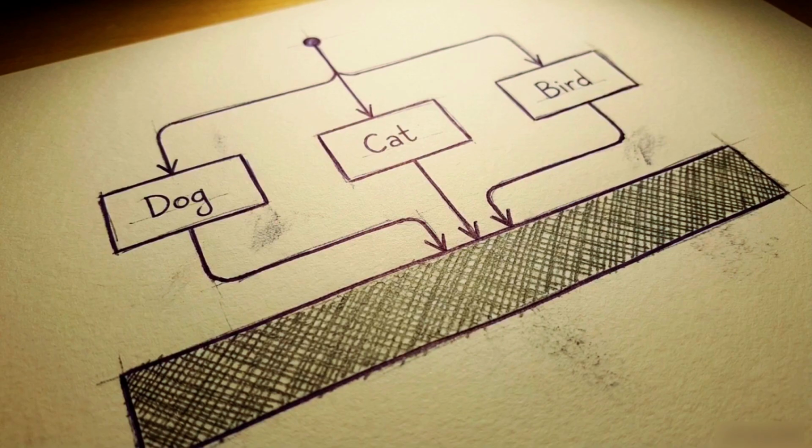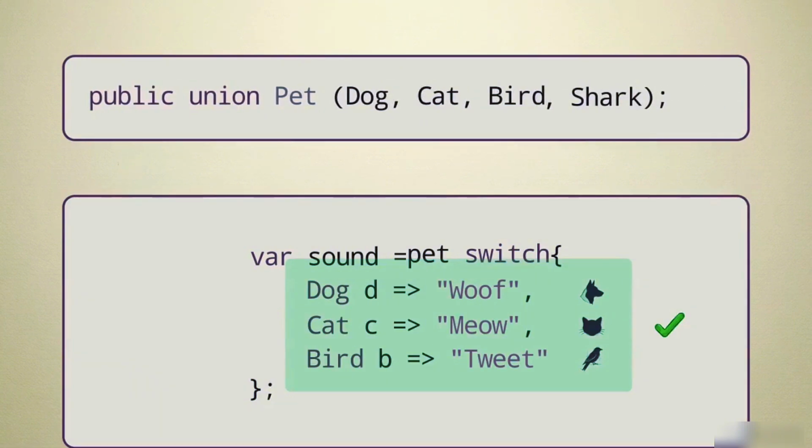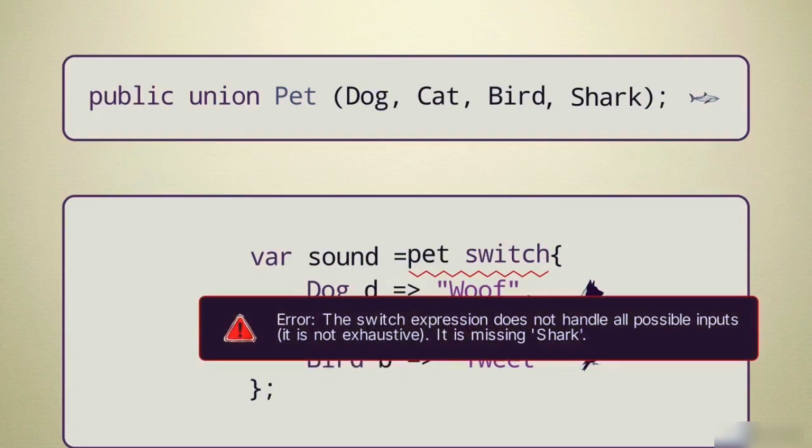Once the domain is closed, the compiler can enforce exact state evaluation through pattern matching. In this switch expression, the compiler proves that every possibility is covered. Since pet can only ever be a dog, cat, or bird, the code is exhaustive without needing a default case. If you update the domain to support a new object, like a shark, you add it directly to the union definition. The compiler instantly flags every existing switch expression interacting with pet.